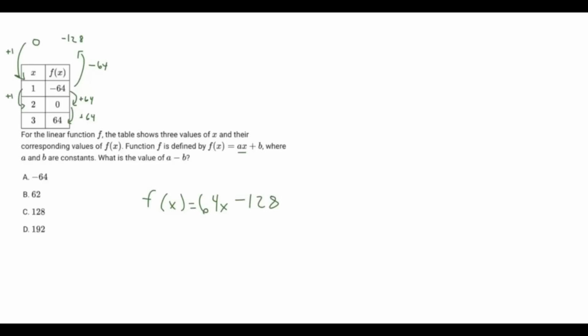So it says, what is the value of a minus b? So our a value is 64, all right? And it's subtracting the b value.